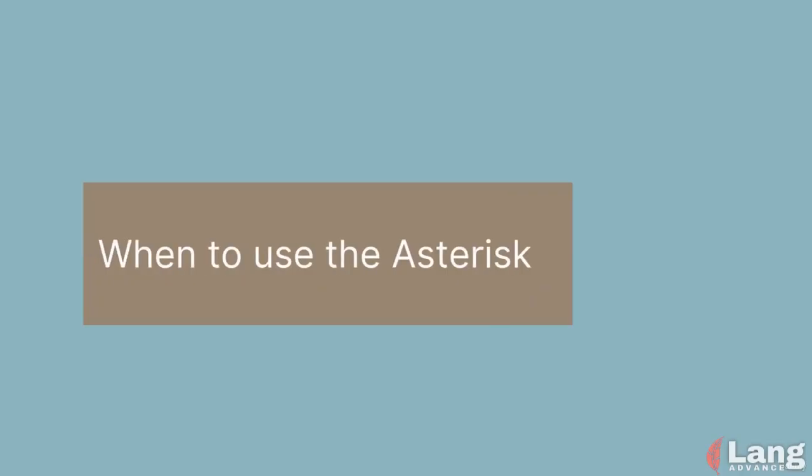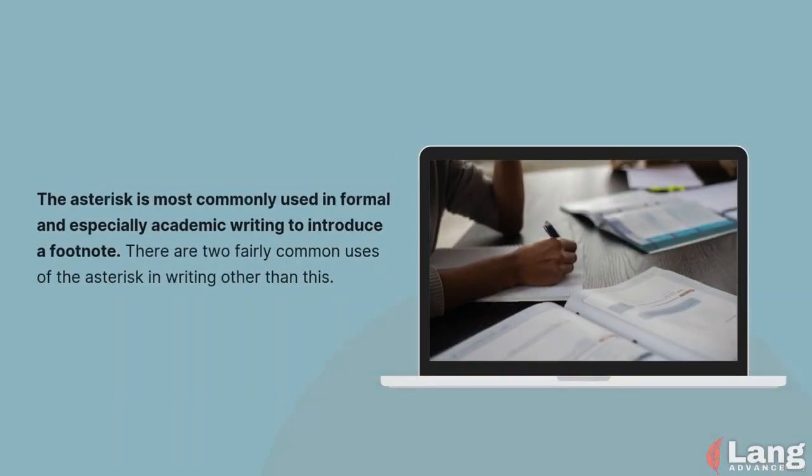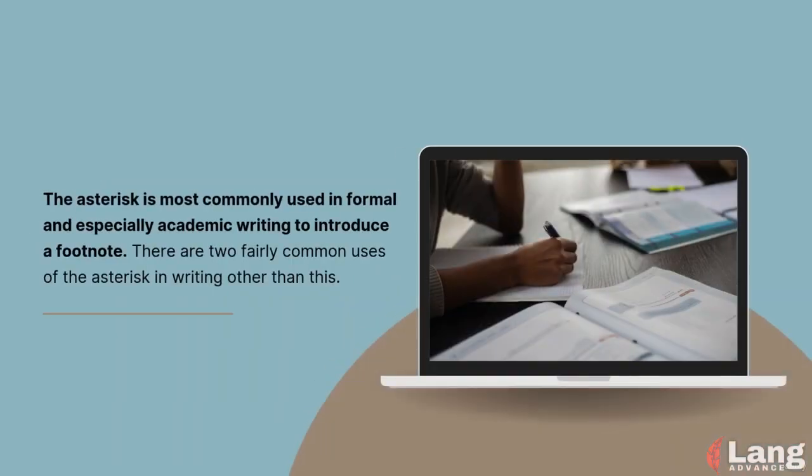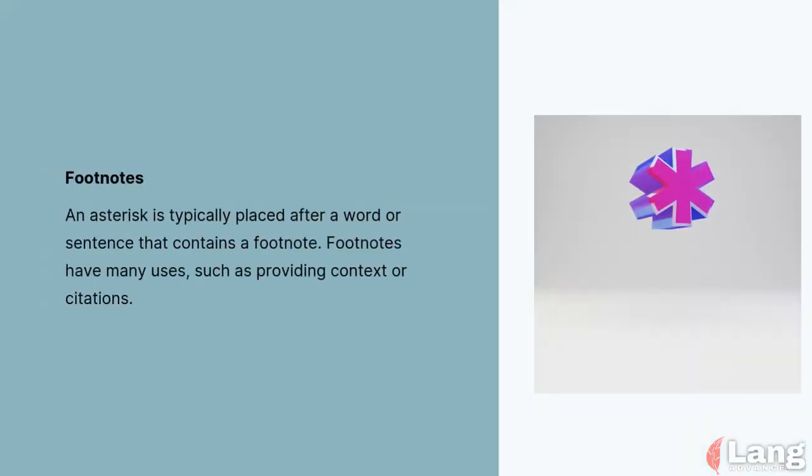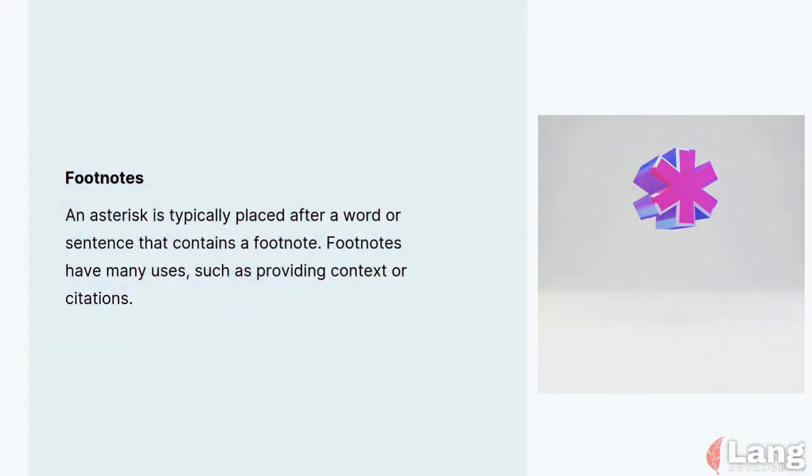When to use the asterisk sign? The asterisk is most commonly used in formal and especially academic writing to introduce a footnote. There are 2 fairly common uses of the asterisk in writing other than this. Footnotes. An asterisk is typically placed after a word or sentence that contains a footnote. Footnotes have many uses, such as providing context or citations.